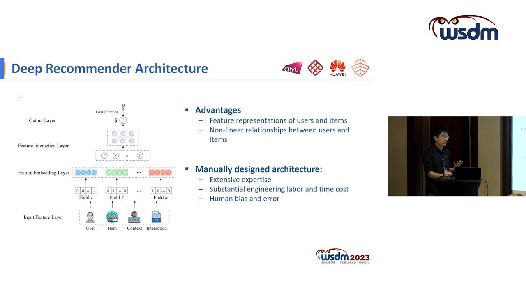However, they also suffer some issues. For example, the development of this type of models usually requires some domain expert knowledge, and also requires extensive engineering efforts, and also takes a lot of time to develop. And the human bias and error may cause suboptimal design of the model structures and cause the reduction of the model performance.